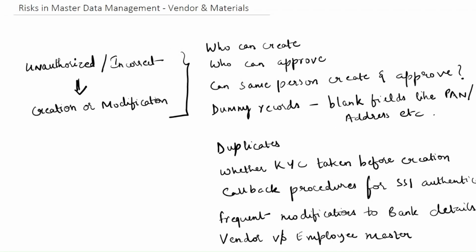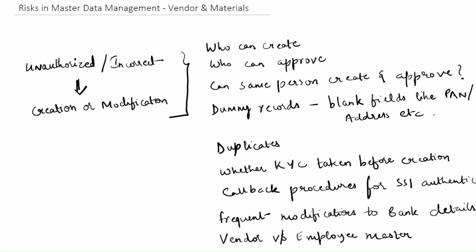Coming to master data management, the key risk for any master data, be it vendor or materials, is unauthorized or inappropriate creation or modification of the master data. This means that the master data, which is very sensitive, needs to be accessed and edited only by people who have the authority to do so. Think of it this way. If you have a bank account and you want to modify the phone number linked to your bank account, only you should be able to do it.